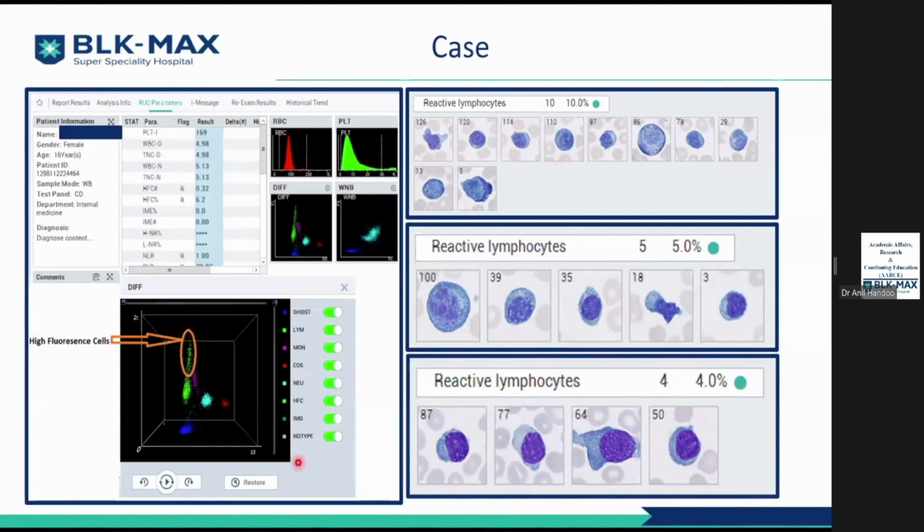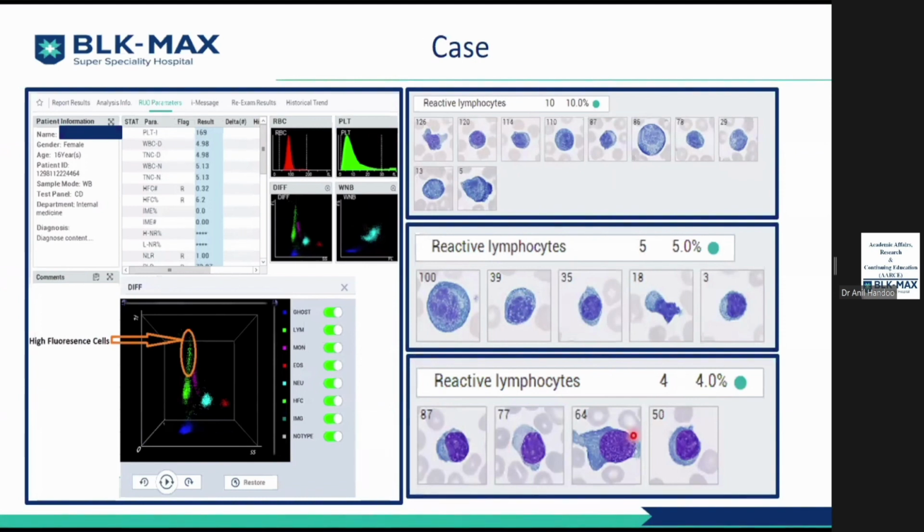And we know that on a hematology analyzer, we are able to get this very classical high fluorescence cells, and they correlate very significantly with the presence of dengue. At least that's what we have been proven. We have been able to prove in our center. And they all are comparable to what we call the reactive lymphocytes.